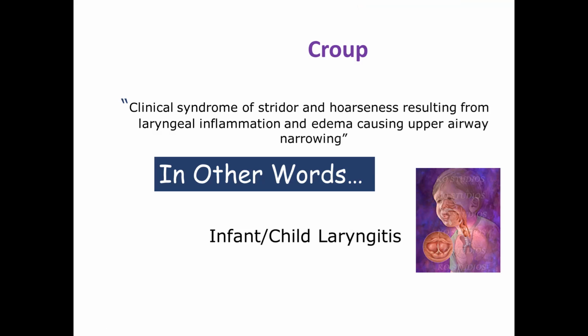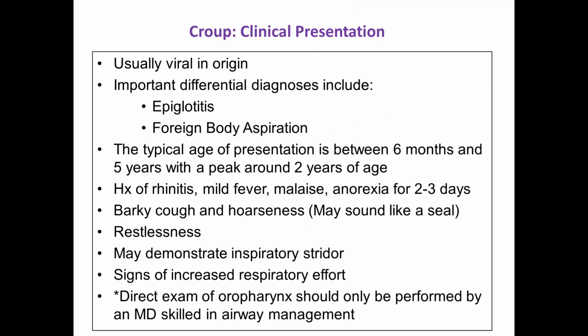Okay. Croup. So croup is a clinical syndrome of stridor and hoarseness resulting from laryngeal inflammation and edema causing upper airway narrowing. So in other words, croup is infant and child laryngitis. And again, going back to the structural differences of pediatric airways, that explains why adults are not affected by laryngitis and the pediatric population is very much affected.